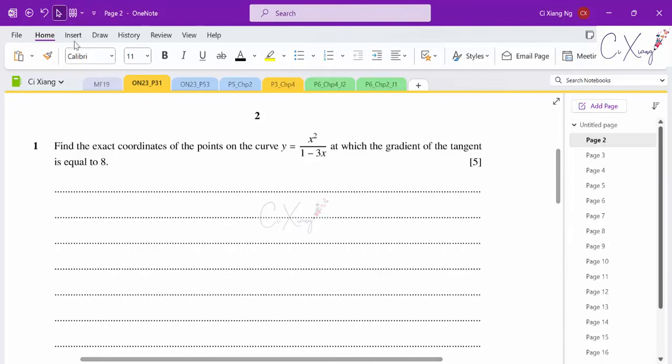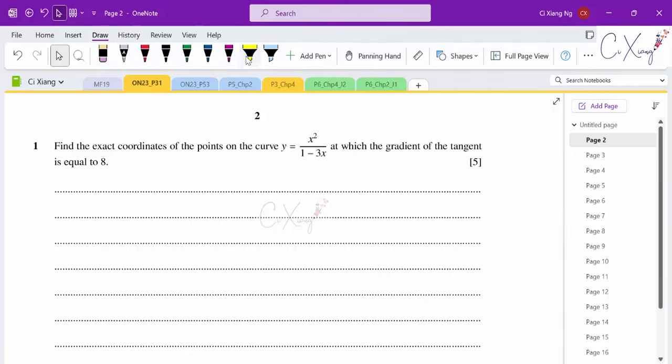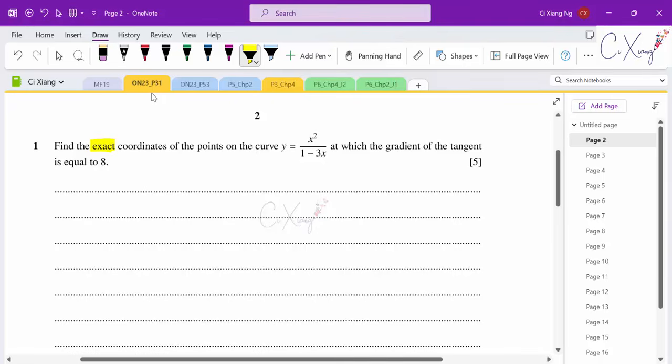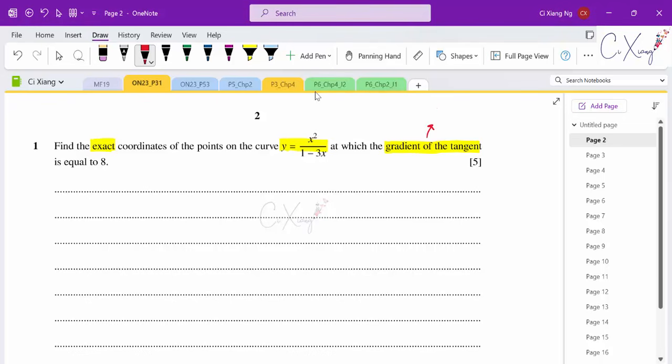Right, so they want us to find the exact value. So highlight the keyword exact. Your final answer should be in fraction, all right? It shouldn't be in a long decimal number, okay? And then for the curve, the gradient of the tangent is equal to 8. So the words gradient of tangent basically tell us that it is dy/dx equals 8.